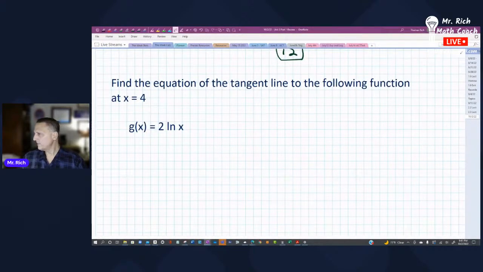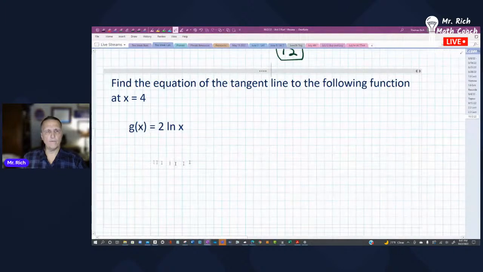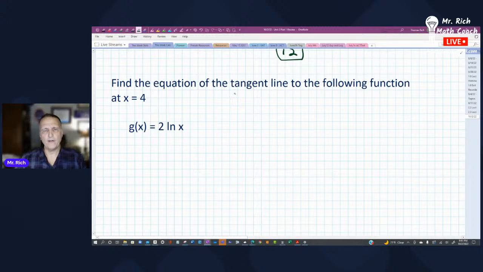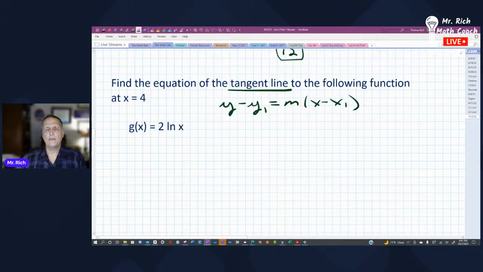The next problem says find the equation of the tangent line to the following function at x equals 4. So we have to find the equation of a tangent line. When we're finding equations of tangent lines, we are always going to use the point slope form for a linear equation. And what we need is the slope of the tangent line.